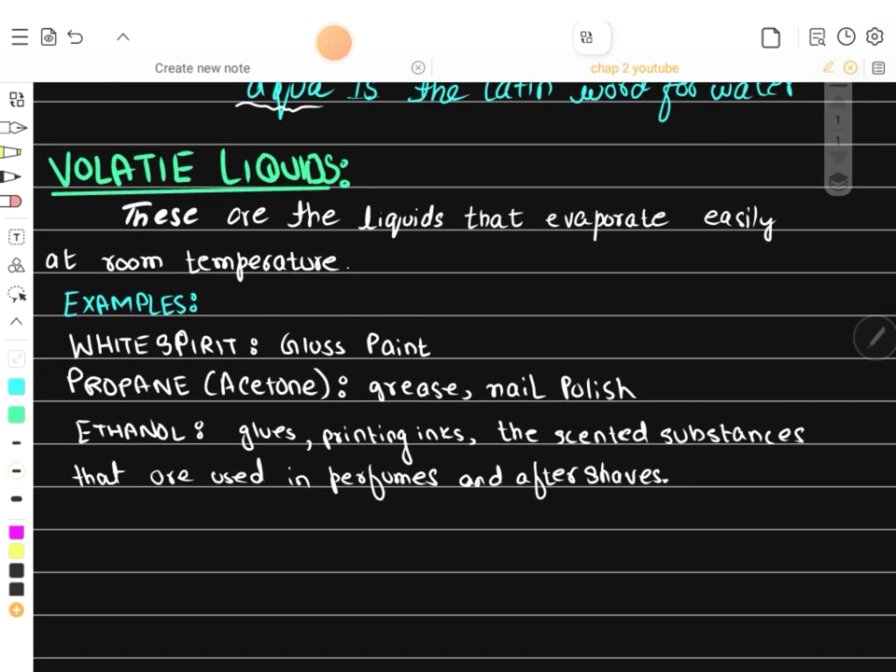What is a volatile liquid? These are liquids that evaporate easily at room temperature, like your perfume or petrol. From the book we have some examples like white spirit, which is in gloss paint, propanone or acetone, which is in grease and nail polish remover, ethanol, which is in glues and printing inks, and the scented substances that are used in perfume and aftershaves.